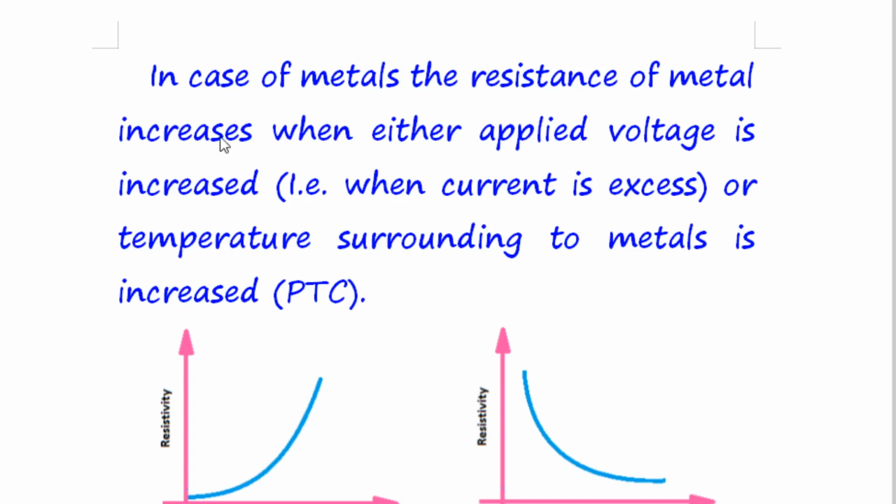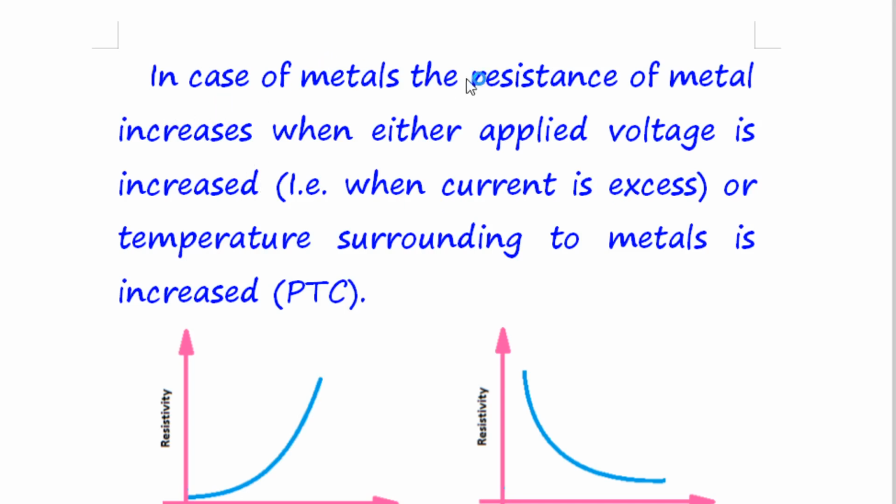Now, in case of metals, the resistance of a metal increases when the applied voltage is increased, but note the bracket here very carefully: that is, when current is excess. In metal, when you pass more current than its capacity, the metal will start heating, whatever metal it is, copper, aluminum, gold.